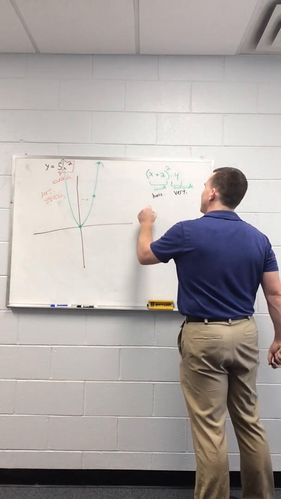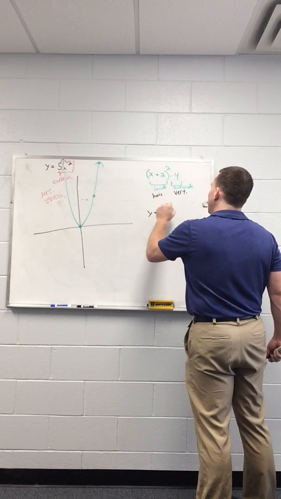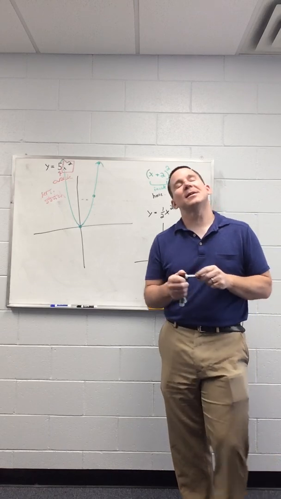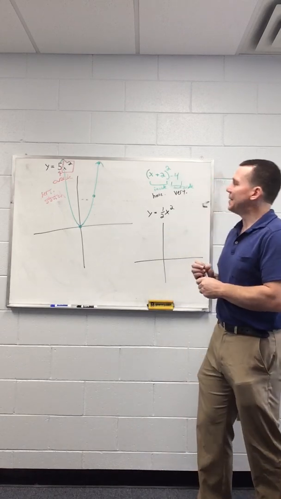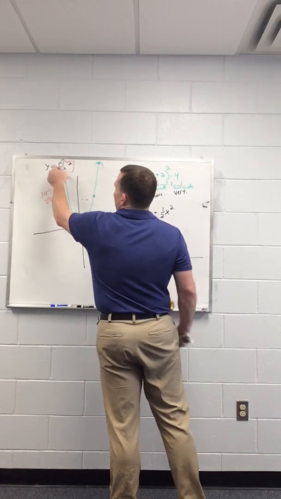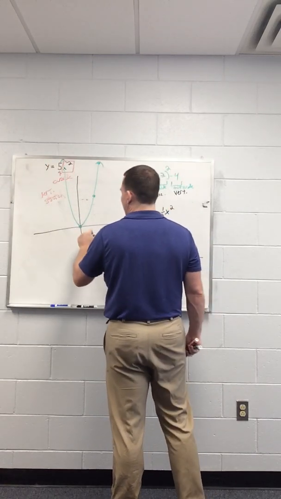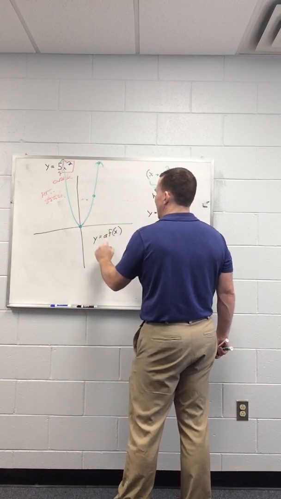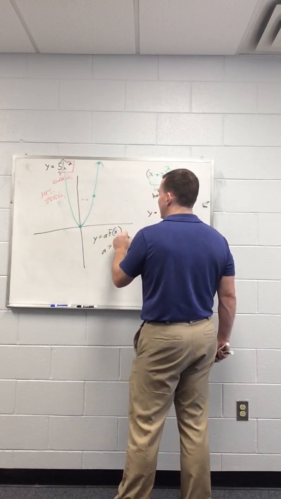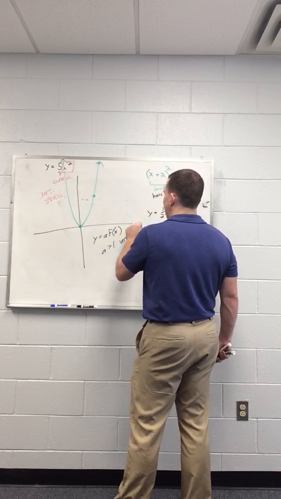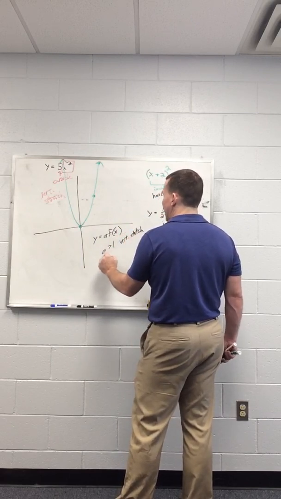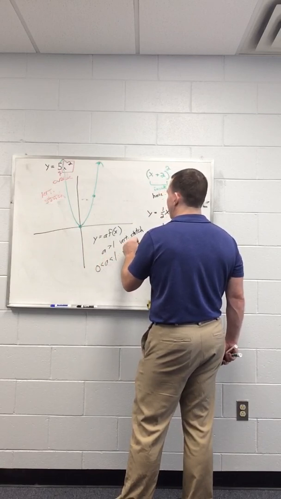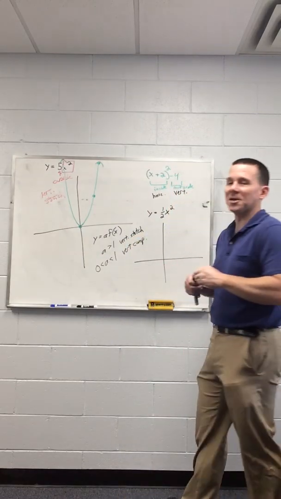But by the same token, if I have y equals 1/2 x squared, well, if you think about it, if you multiply things by 1/2, they get smaller. And there's a trick here. If this coefficient out in front, we'll say y equals a f of x for any function f. If a is greater than 1, it's a vertical stretch. It gets bigger. If a is between 0 and 1, it's a vertical compression. It gets smaller.